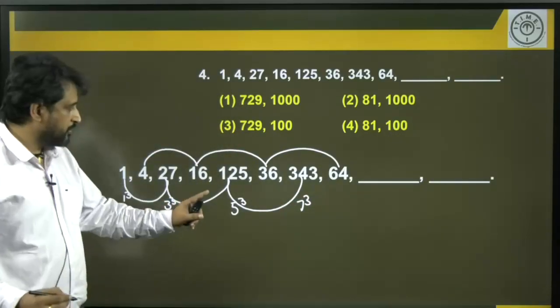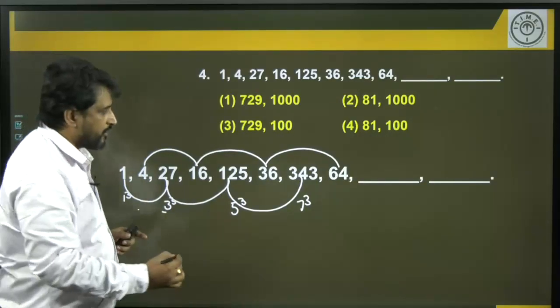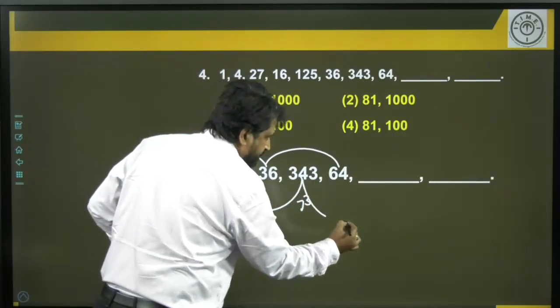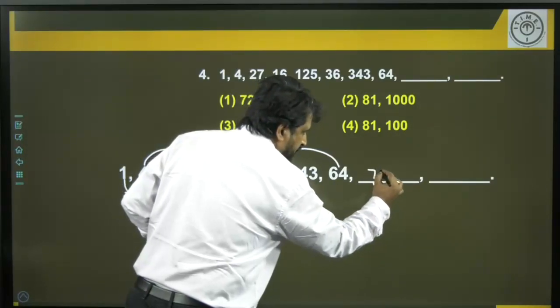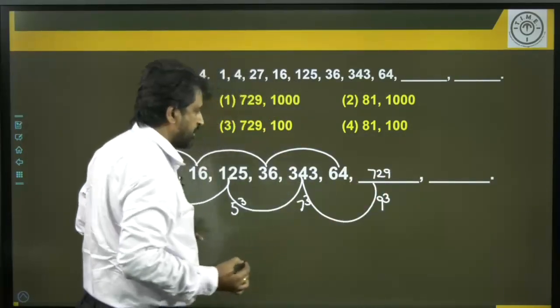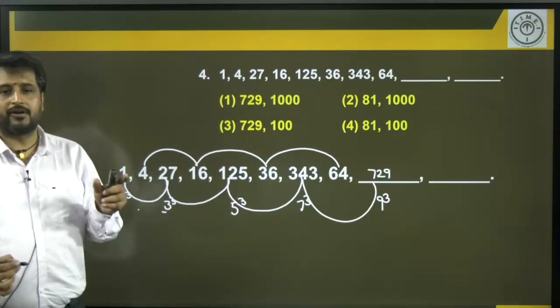1 cube, 3 cube, 5 cube, 7 cube. Consecutive odd number cubes. What is the odd number after 7? 9. So your required answer is 9 cube. 9 cube is how much? 729. Now, what is this series? 4, 16, 36, 64 are perfect squares.